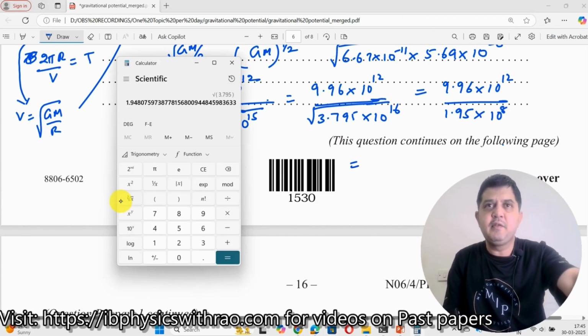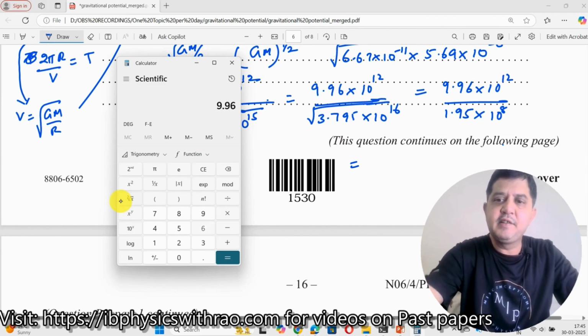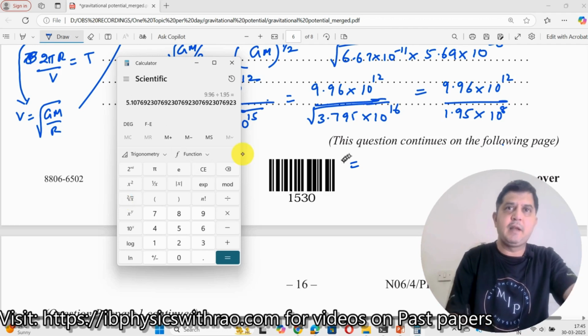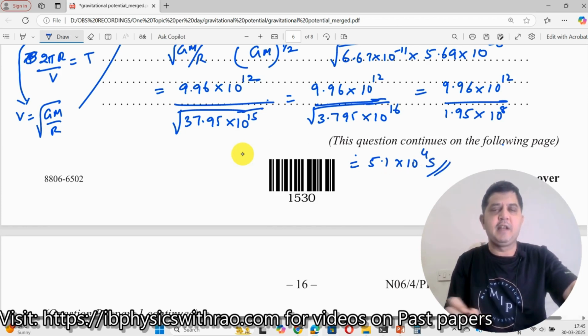Let me take the ratio of this. 9.96 divided by 1.95, this is 5.1. 5.1 into 10 to the power of 12 minus 8 is 4. What is the unit? This is time. This is second. Okay, so this is the final answer.